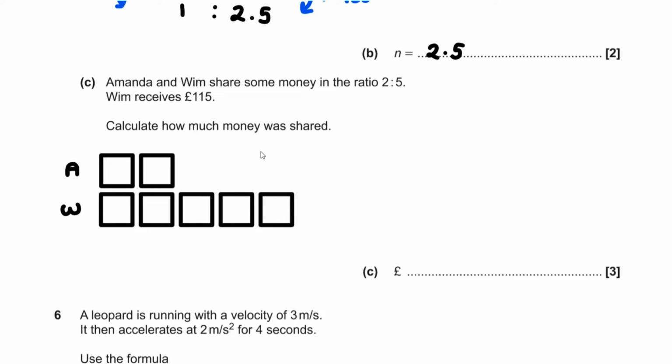So here is a diagram representing this ratio. We've got 2 to 5. We know that Wim receives 115. So the total for Wim is 115. We've got 5 parts in total here. So one part will be equal to 115 divided by 5, which is 23. So each part is worth 23.